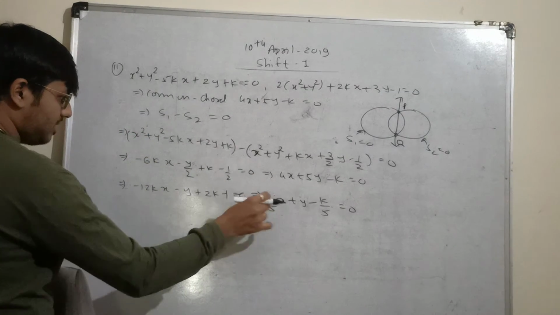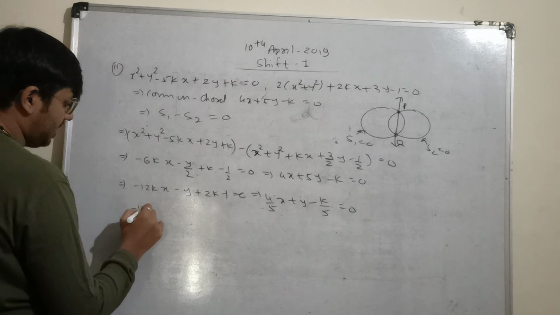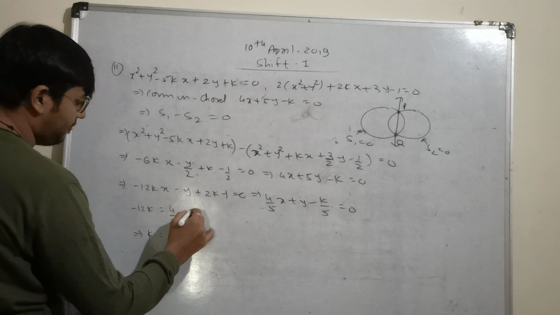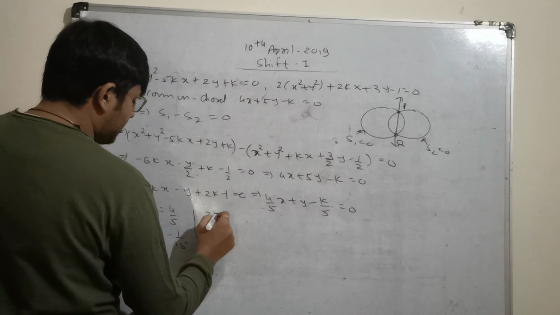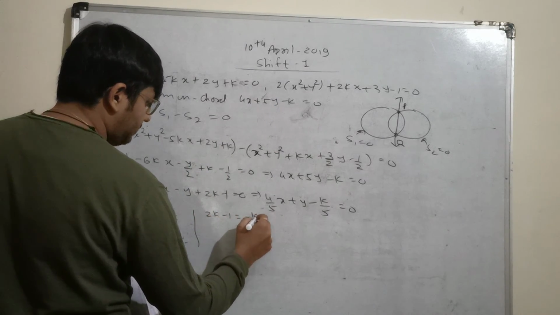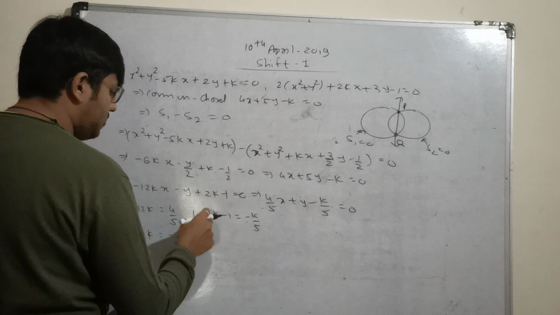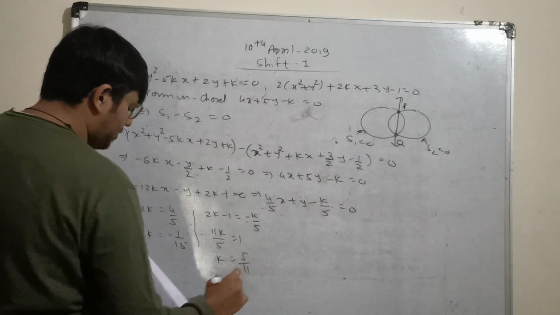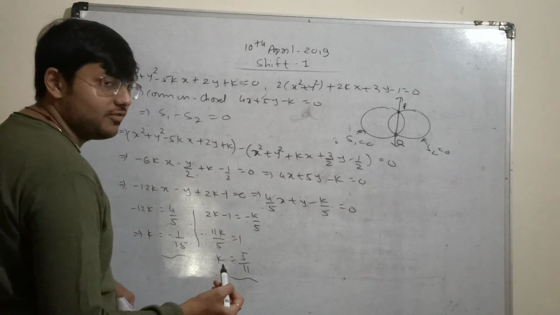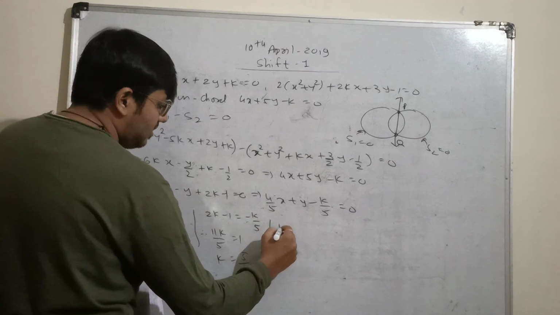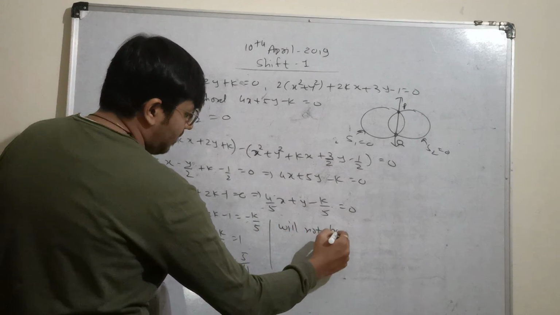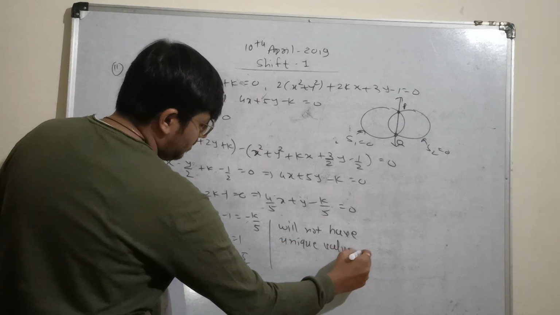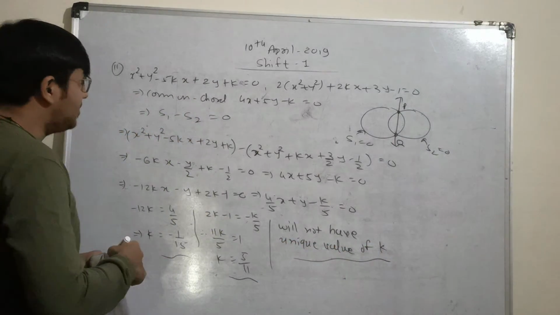So the first thing, comparing the coefficient of x, minus 12k equals 4 by 5, so I'll get k equals minus 1 by 15. And for the constant term, minus k by 5, it will be 11k by 5 equals 1, and k equals 5 by 11. So just check that here there are two different values of k, which means we will not have a unique value of k. Therefore there is no value of k.